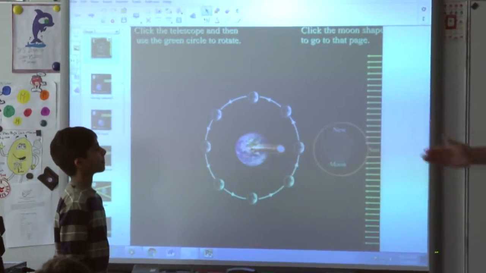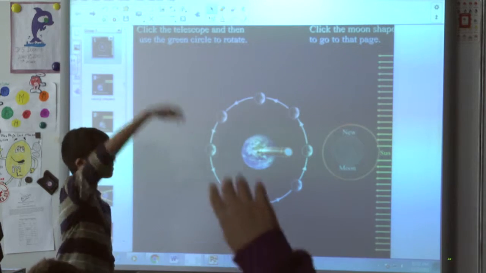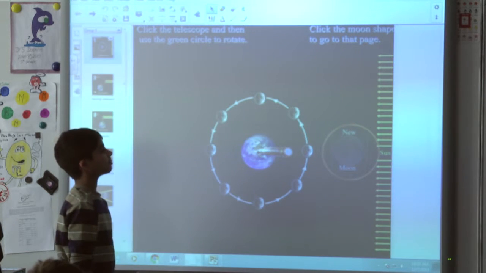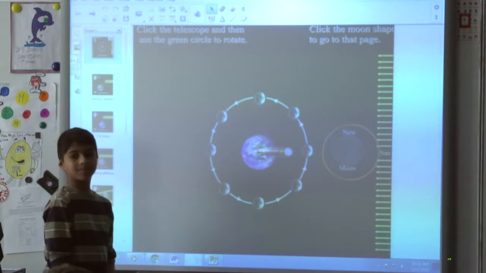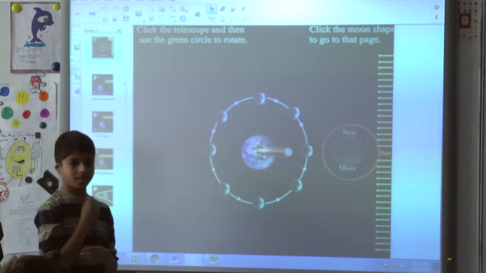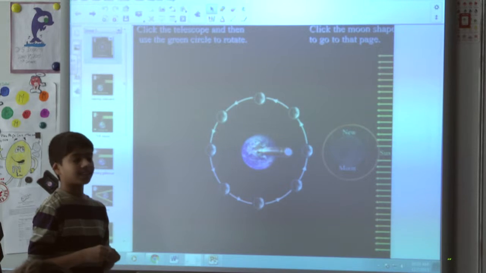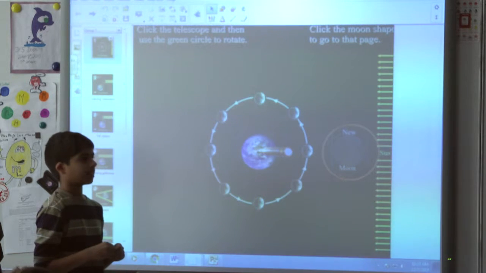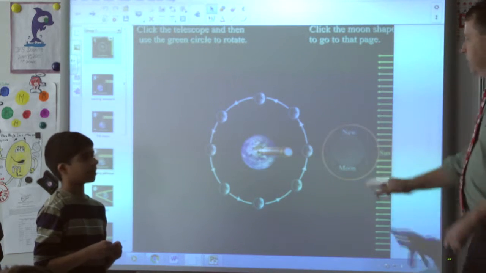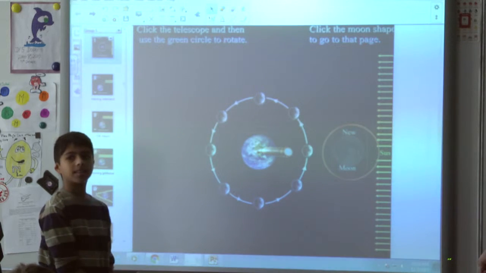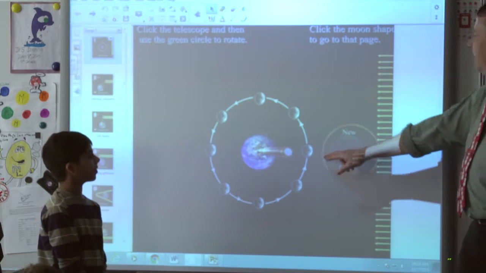Nice job. Okay, so what moon phase are we looking at right now? Jeff, new moon. This is the new moon. Tell me about the new moon. The new moon is the side where Earth is not seeing the sun. I like the way you started saying that. Earth is not seeing what? The light, the moon lit up, and the other side of.